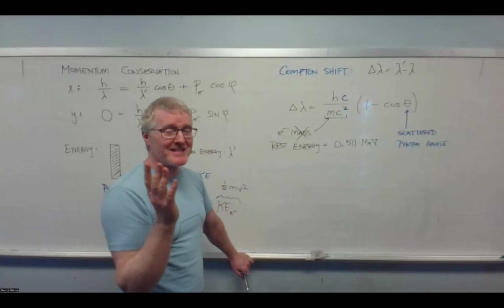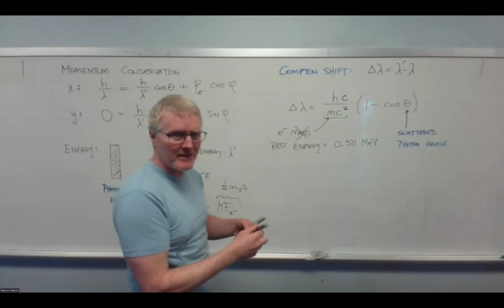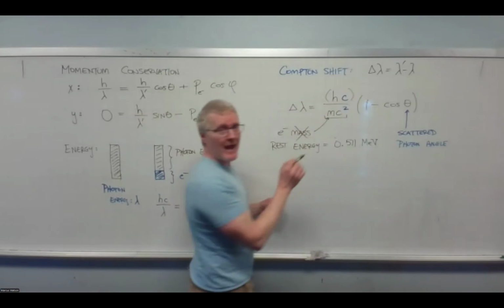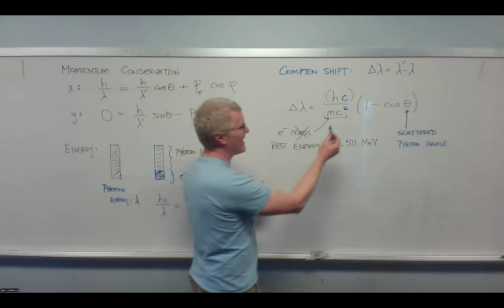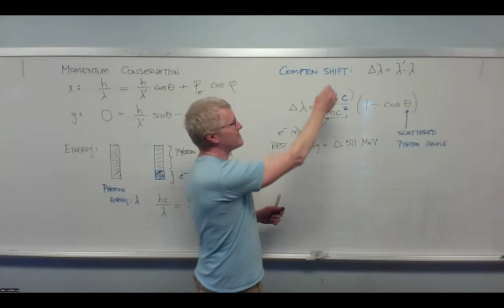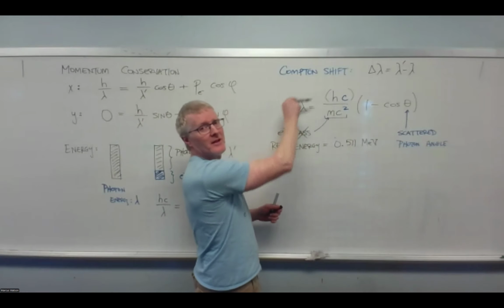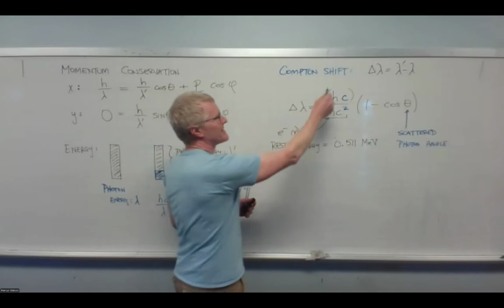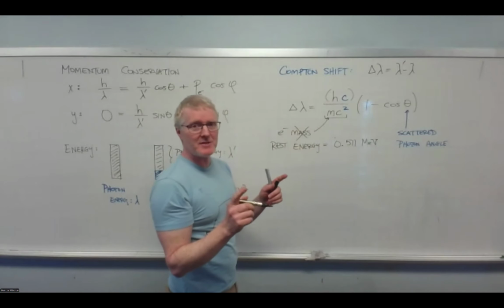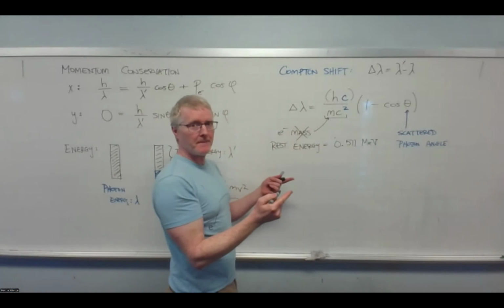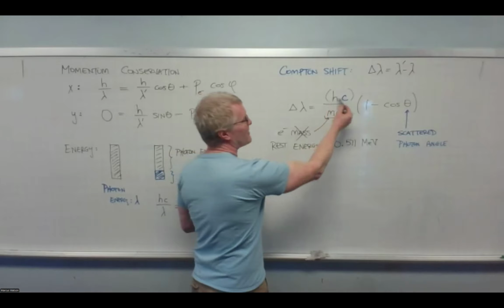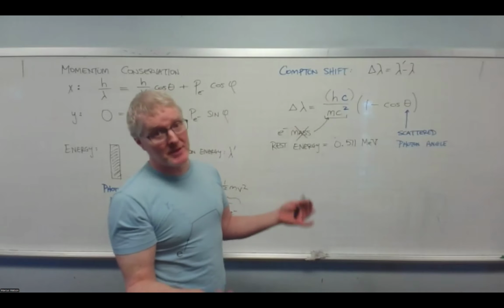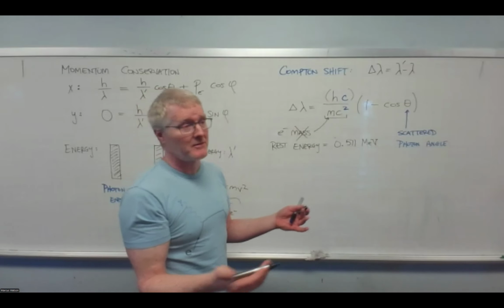So when I say this is a typically small shift, look what we're dealing with. 1240 goes up here, and 500,000 goes down here. So this is a number on the order of 1,000 divided by a number on the order of 500,000. This is a tiny number, and the reason is that it's in eV nanometers. I'm going to get a number on the order of a 1,000th of a nanometer. That's pretty small.